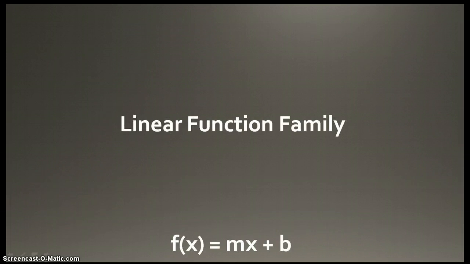So the first function family we're going to look at is the linear function family. Just like before, the equation for linear is f of x equals mx plus b. Again, f of x means the same thing as y, so it's still the same equation. We're just using f of x instead of y.